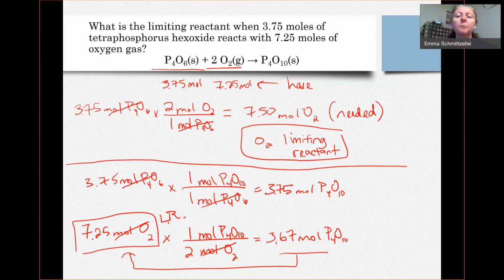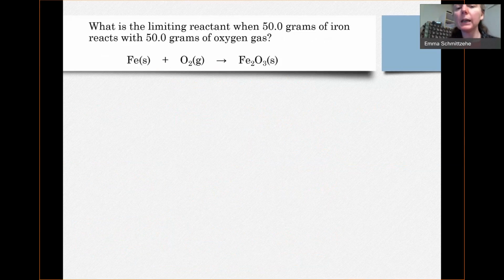Okay, so here I say, what is the limiting reactant when 50 grams of iron reacts with 50 grams of oxygen gas? Okay, now sometimes people look at this and they'll say, well, I have 50 grams of each. So that's a stoichiometric amount because, well, the reaction is just iron and oxygen, and I have 50 grams of each, same amount of each, so it must be the stoichiometric amount, so there's no limiting reactant.